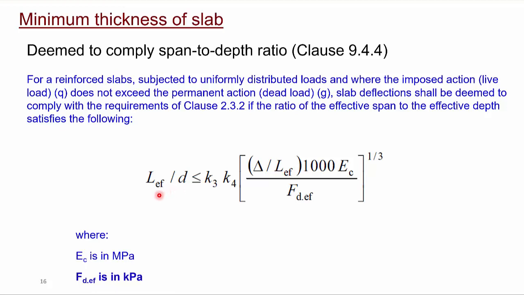L effective, that is the effective span of the slab, over depth should not be greater than this value, where K3 takes into account the type of the slab, and K4 takes into account the support condition, whether it is simply supported or continuously supported. Delta over L effective here is the maximum deflection allowed as given in Table 2.3.2. Ec here is the Young's modulus of concrete, and Fdef is the effective design service load per unit area in kilopascals. So if we compute this once, we can find out what is the effective depth required for the slab, and if this condition is met, then we understand that the slab deflection will be under control.